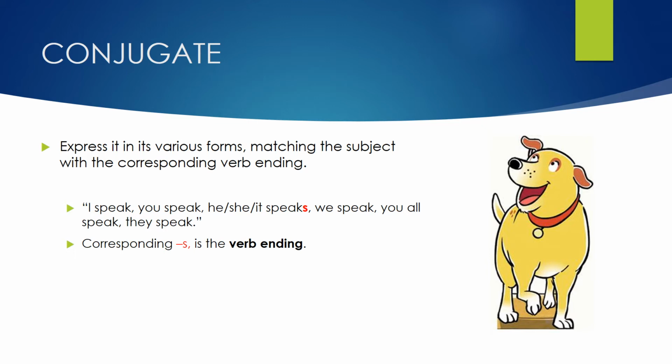One thing to note here is that in English, in this verb, we change the word speak to speaks when we're talking about the third person singular: he, she, or it speaks. That little S that we put on the end is called a verb ending. In Spanish, we're going to have to learn different verb endings so that we can conjugate the verbs.